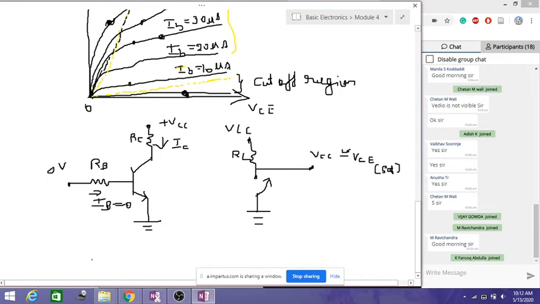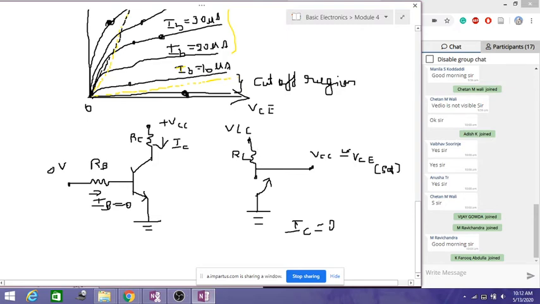And what is the output current that we will get? When the current doesn't flow from collector to emitter, then our IC current is also equal to 0. Input current is 0, output current is also 0. When input current is 0, the transistor remains in the off state. When the transistor is in off state, there is no current flowing from collector to emitter.